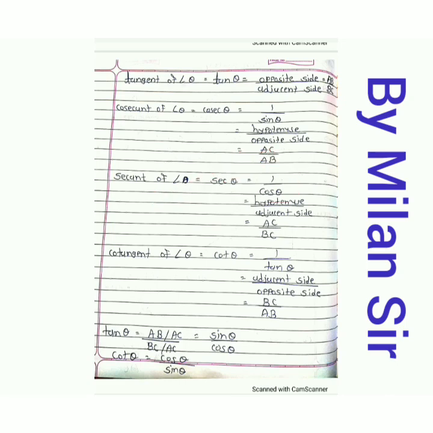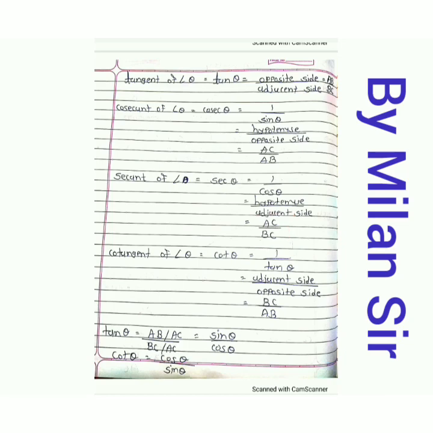Now just change the numerator and denominator in the formula of cos theta, then you can get the formula of sec theta. So our sec theta is equal to hypotenuse upon adjacent side, because the formula of cos theta is adjacent side upon hypotenuse. Okay, it is just inverse of cos. So in cos theta, BC upon AC. So in sec theta, AC upon BC. Only the position of numerator and denominator is changed.